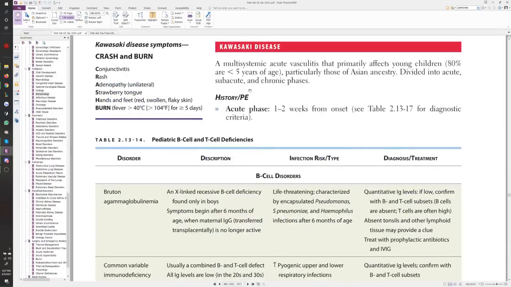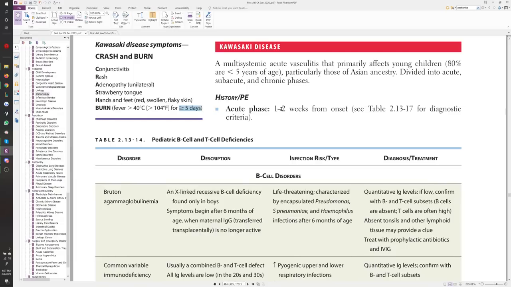Now in CK, they go into a lot more depth describing exactly what happens. So they say this is a multi-systemic acute vasculitis that primarily affects young kids, particularly those of Asian ancestry. It's divided into acute, subacute, and chronic phases. So already you could tell this is going to be a handful, right? It has 3 different phases to it. The same mnemonic is also mentioned here, but again, the burn part is very significant. The fever that they have is going to be a very high fever, and it's going to last for a very iconic 5 days, right? It's also often just referred to as the 5-day fever disease.